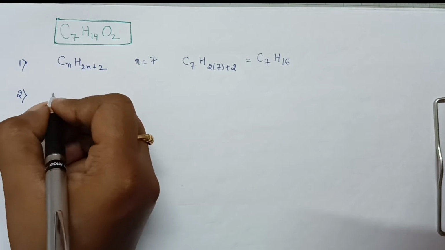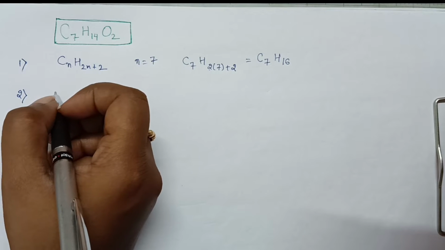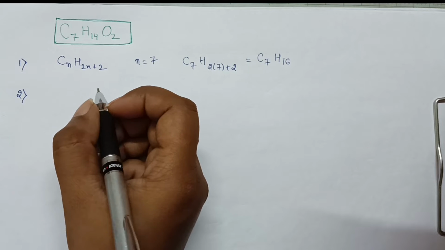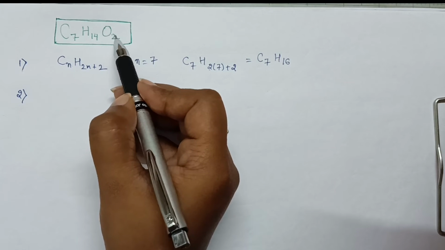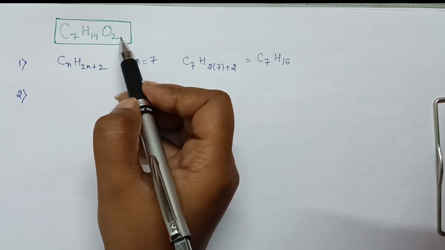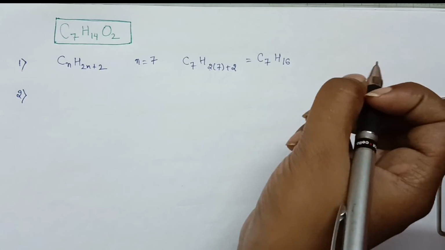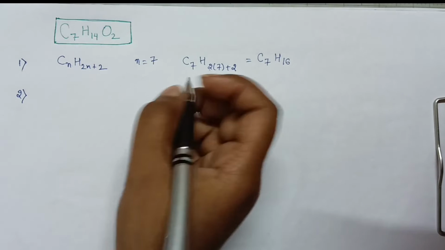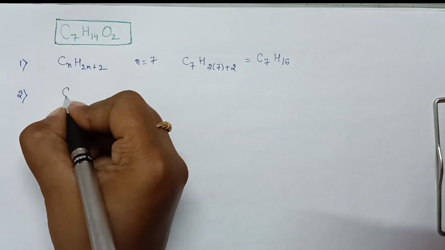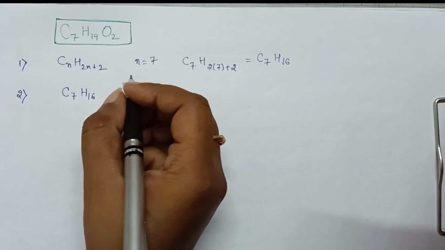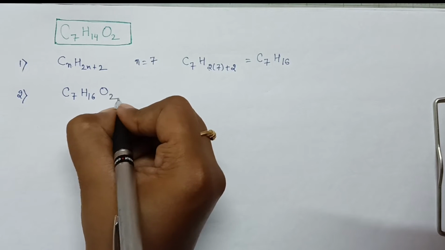Now please read the second step and then we will proceed. So the second step was the correction, right? For 2 oxygen atoms we have to apply the correction. For 2 oxygen atoms we need not make any change in the number of hydrogens, right? So the formula will be C7H16 as such, along with 2 oxygen.